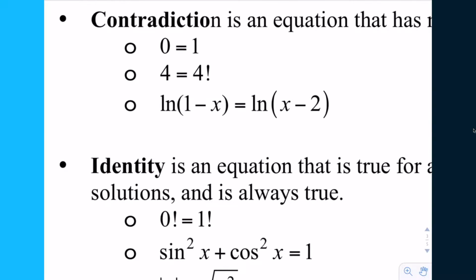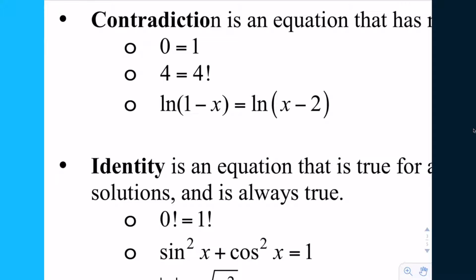The next type you've seen is called a contradiction. When you were finding a counterexample on the previous worksheet, on the last problem, remember? You were trying to find some values that did not work. That's what a contradiction is. It's certainly an equation. It has an equal sign, but it's never true. For instance, 0 equals 1. True or false? False. That's a contradiction.